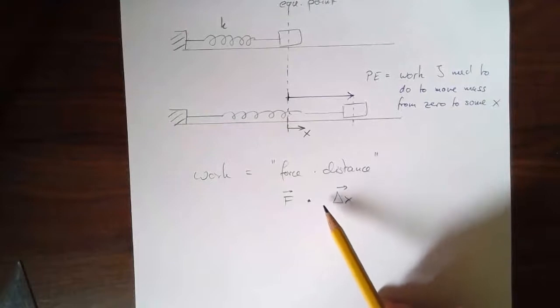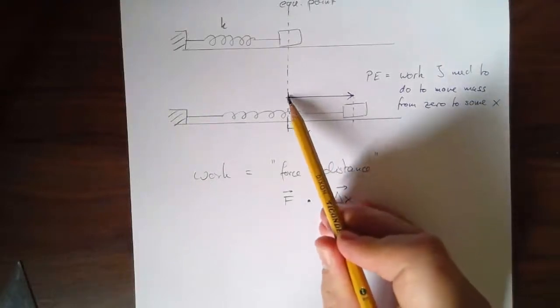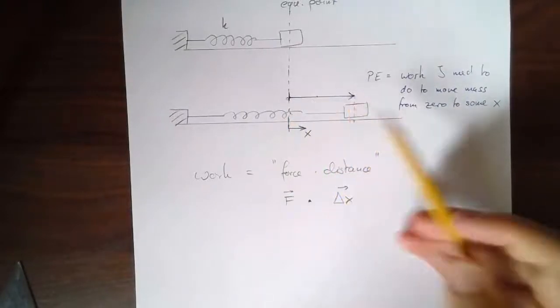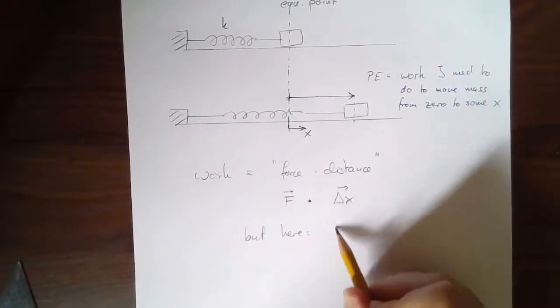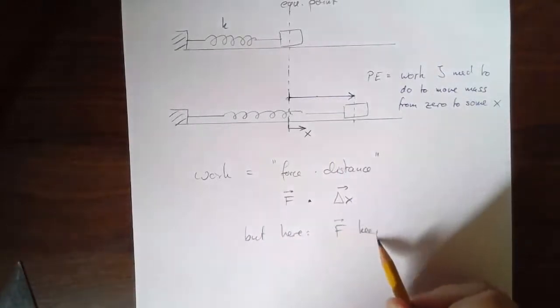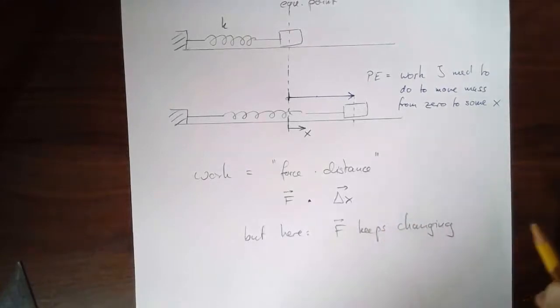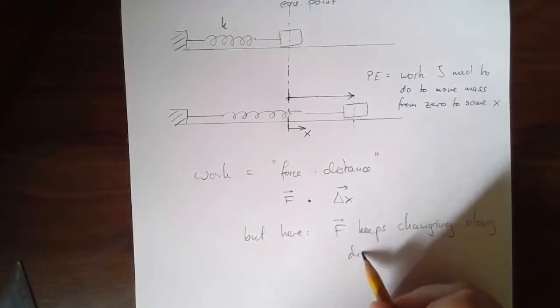But even that is only rough because what force do I take? The force here, 0, the force here, halfway, the force here. Like, what do I do? But here, F keeps changing, so how can I calculate it along the displacement?